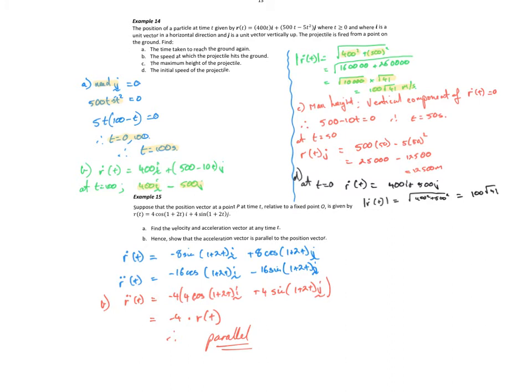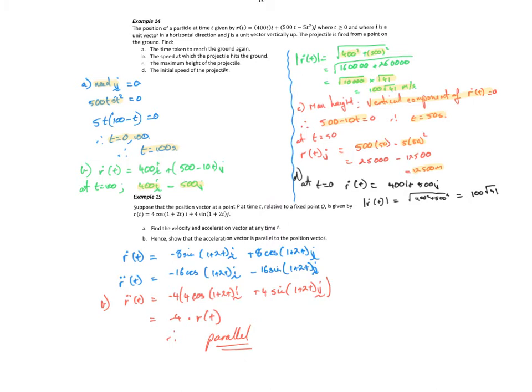Maximum height of the particle: the vertical component of the velocity will be 0, so we're heading upwards, and when that vertical component, which is the 500 minus 10t, is 0, at the 50-second mark, that's when it's going to start falling back down again. So at t equal to 50, what is the vertical height? 500 times 50 minus 5 times 50 squared is 12.5 kilometers, or 12,500 meters.